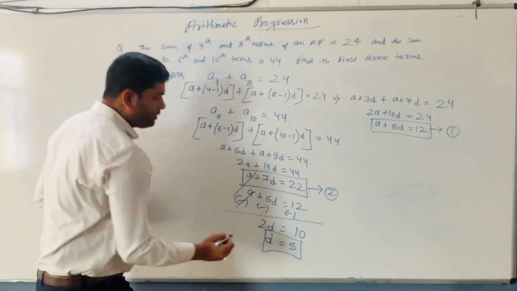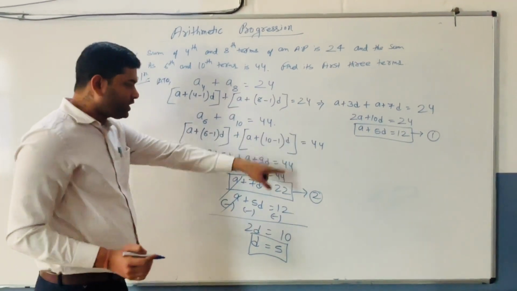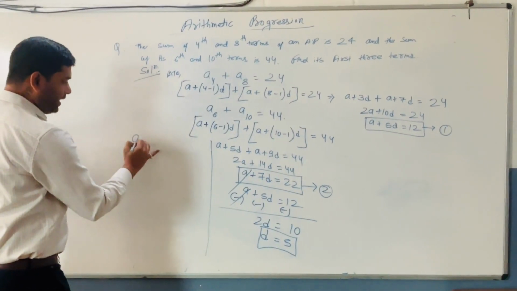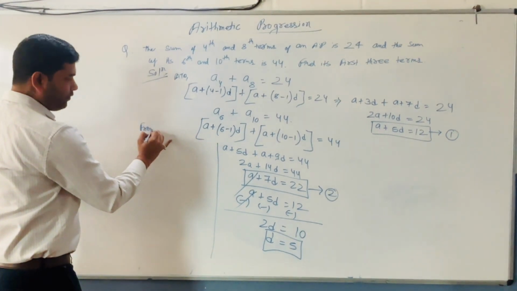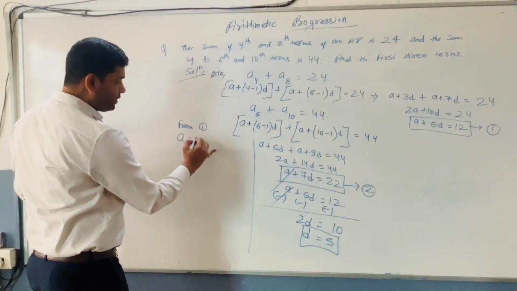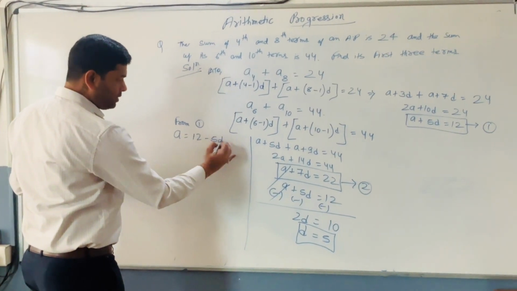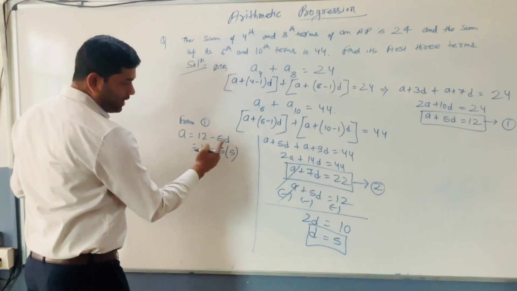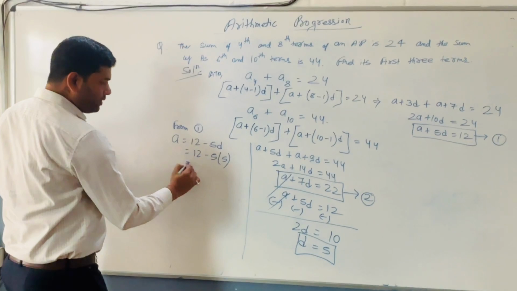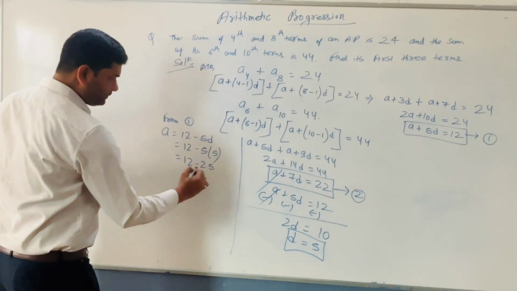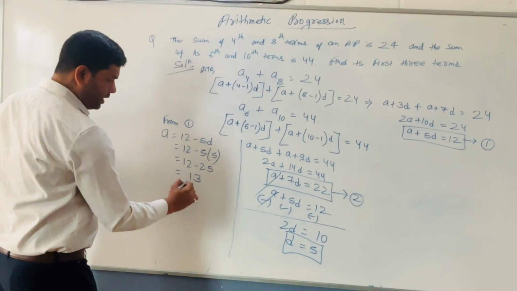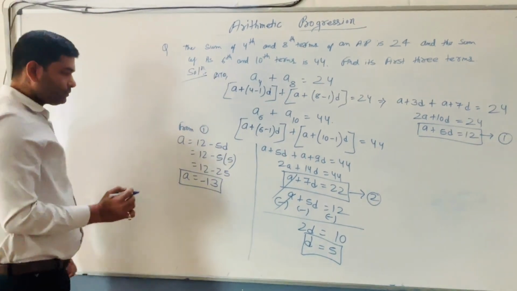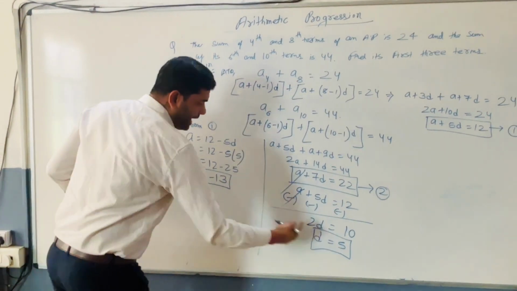d becomes 5. You can use either of the equations, 1 or 2, to get the value of A. To get the value of A, I am using equation 1. So A is 12 minus 5d, which is 12 minus 5 into 5, because the value of d we have got is 5. So 12 minus 25 is minus 13. Now we got A and we got d.